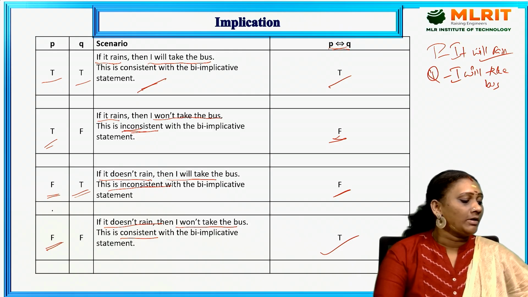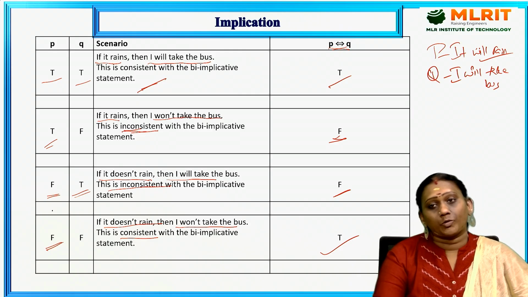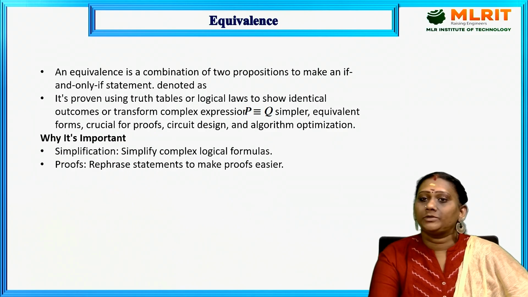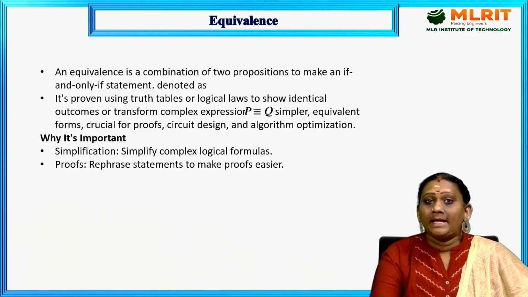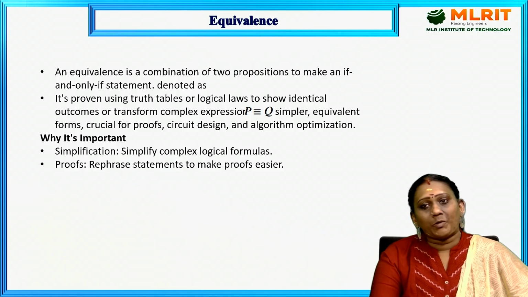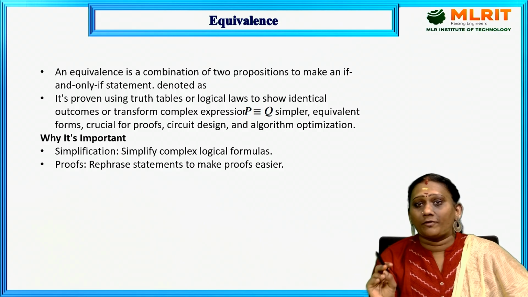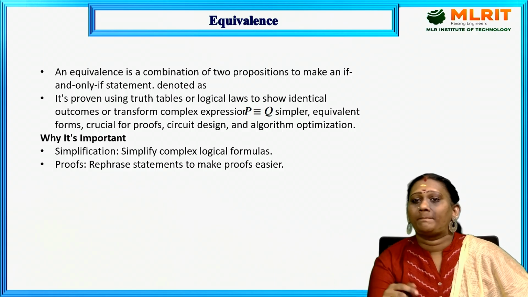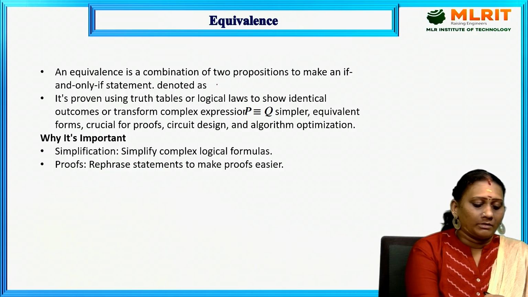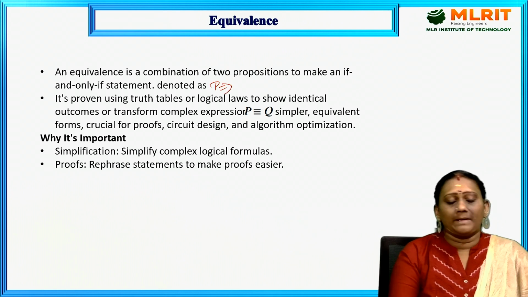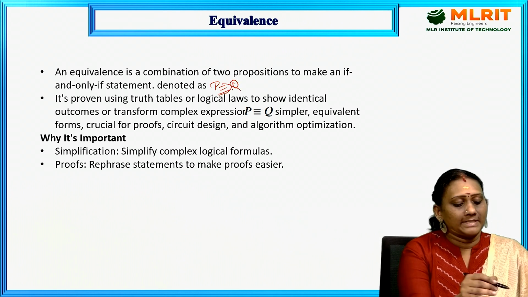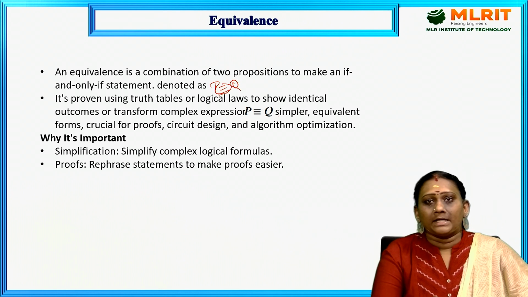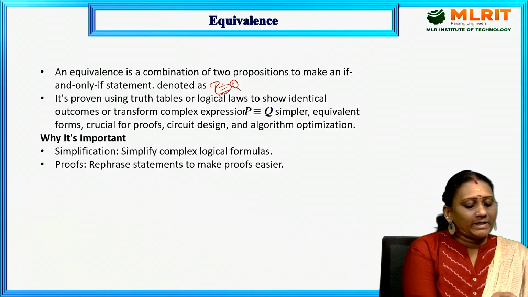So this is about the bi-implication truth table. And coming to the next topic, that is equivalence. I already told that equivalence is a combination of two propositions to make an if and only if statement, denoted as P bi-implies Q. This is the symbol for that. Here it is proven using truth tables.